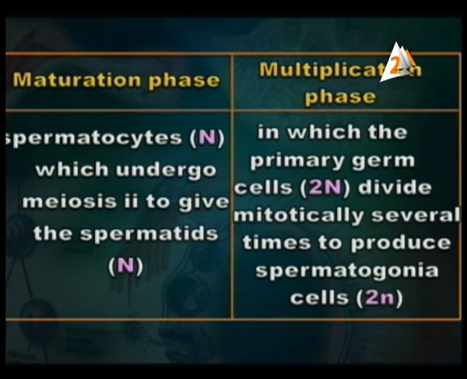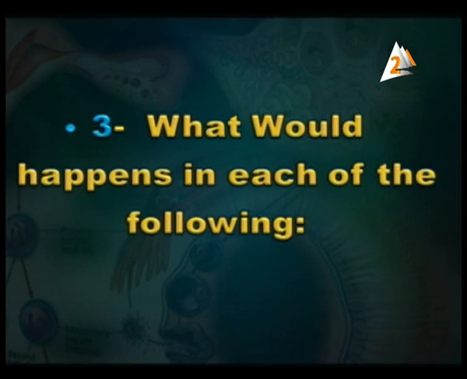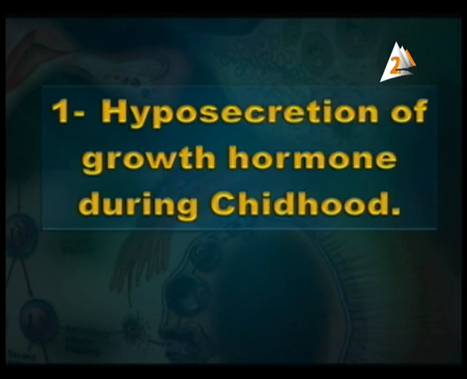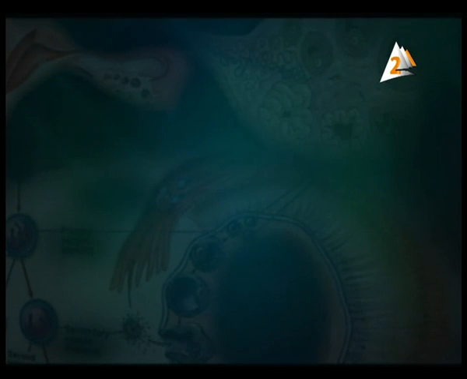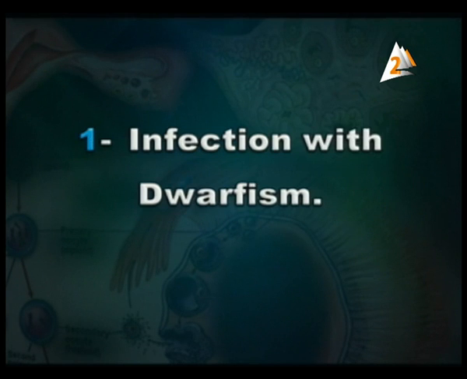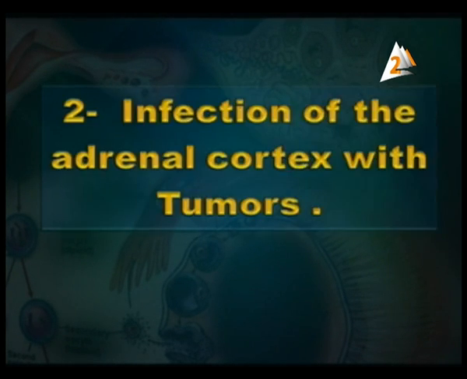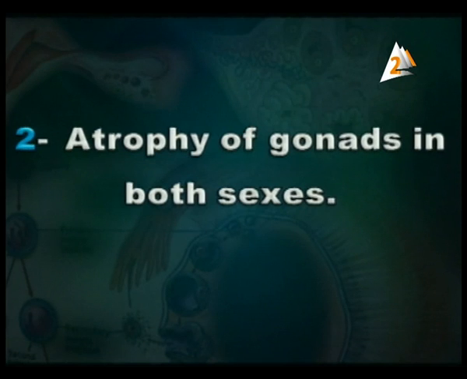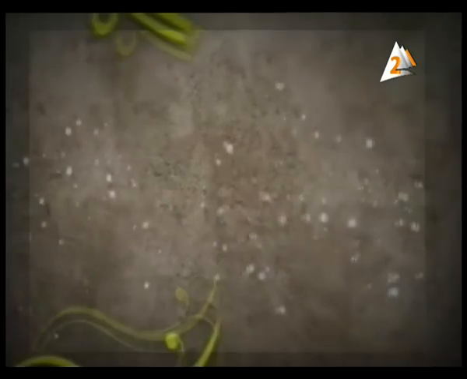The last item of the question: what would happen in each of the following? First, hyposecretion of growth hormone during childhood. Yes, infection with dwarfism. Infection of the adrenal cortex with a tumor. Good. Atrophy of gonads in both sexes.